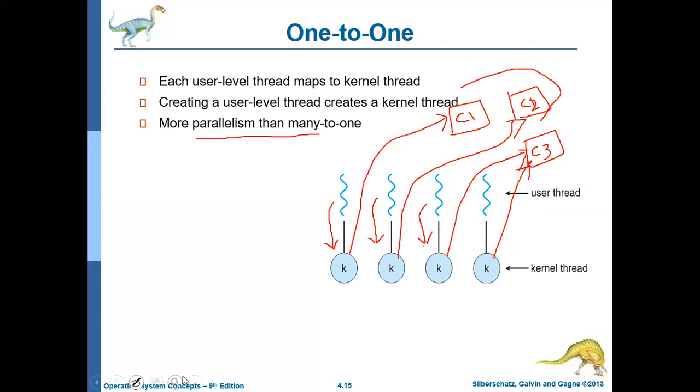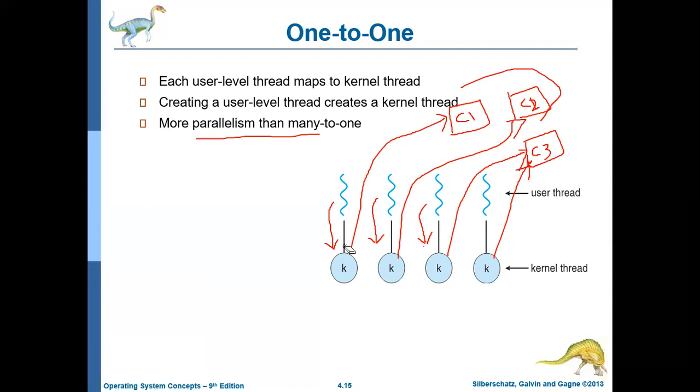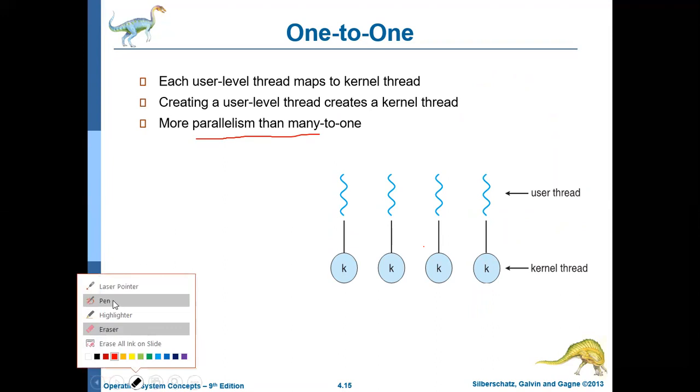But the disadvantage of this model is that normally you cannot have many threads, because for every user thread you should have a kernel thread, and creating a kernel thread is a costly operation. Creating a kernel thread is a costly operation, because whenever you create a user thread, you need a kernel thread.